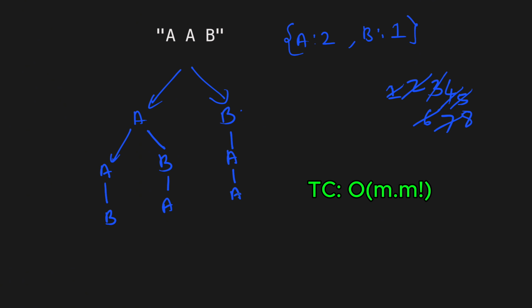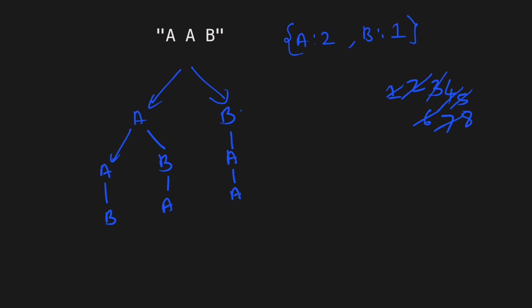And in terms of space complexity, it will be O of n, mainly coming from the recursion stack. And for storing m distinct characters in the frequency map, we will require O of m space. But in this problem, we are given that m is equal to 26. So because of this, the overall space complexity is O of n.